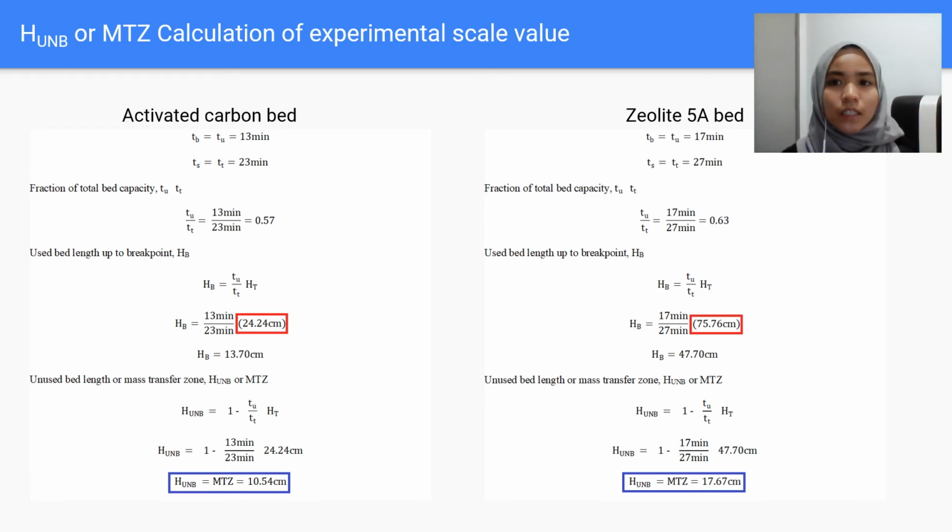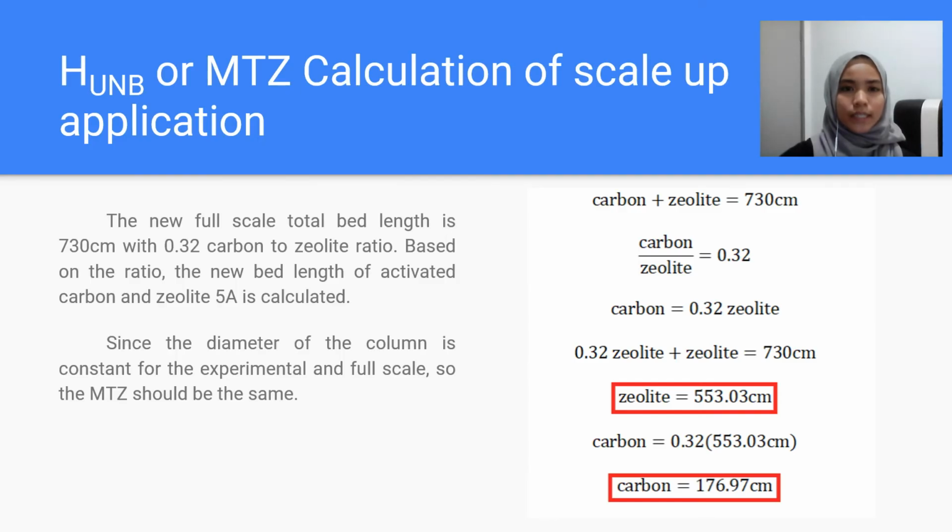The fraction of the total bed capacity is calculated, where we can calculate the used bed length HB, which equals TU over TT times HT. The HB for activated carbon is 13.7 cm and zeolite 5A is 47.7 cm. Finally, the unused bed length HUNB, or MTZ, is calculated by subtracting the HB from the HT, where the MTZ for activated carbon is 10.54 cm and zeolite 5A is 17.67 cm. Here is the MTZ calculation of the scale-up application.